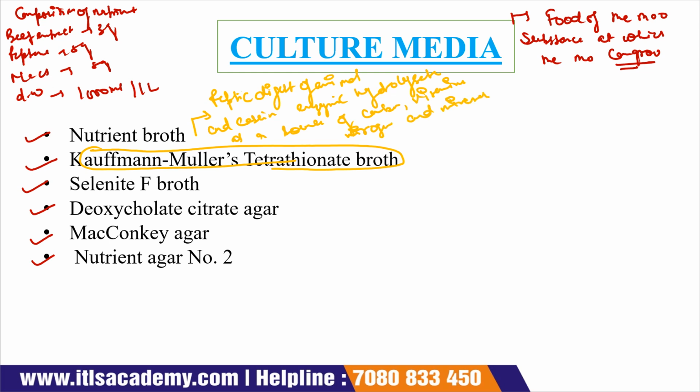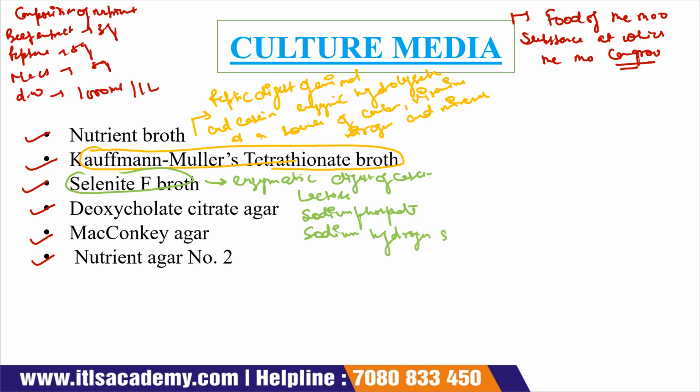Next is your selenite F broth. The composition of this selenite F broth is what it contains: enzymatic digest of casein, and it also contains lactose, sodium phosphate, and sodium hydrogen selenate, and that's it.